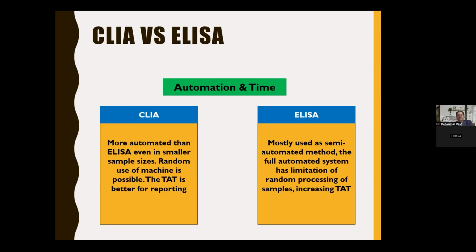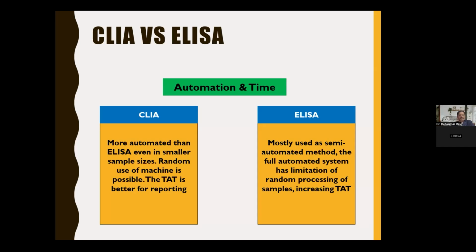Now, next one is the automation and time. Previously, we had an idea that if the number of samples is not adequate, there is no use to go for CLIA. It's not like that. It is more automated than ELISA, all of you know. And ELISA is having some human error, so everything we are doing by manual method. Nowadays, I do not know whether it is widely used or not, that fully automated ELISA. If it is used that way, it must be better. So CLIA is more automated than ELISA.